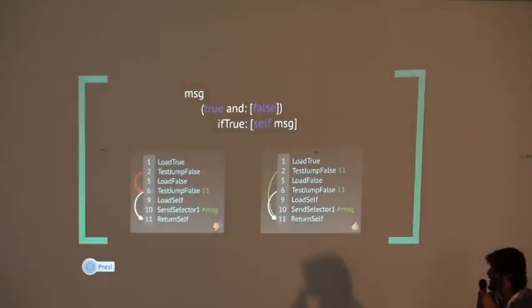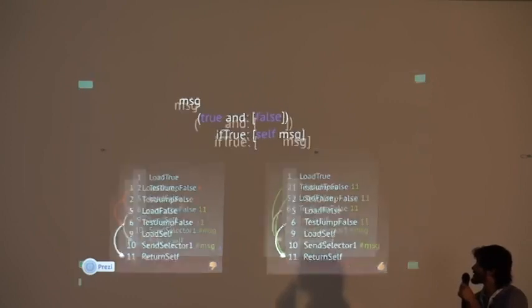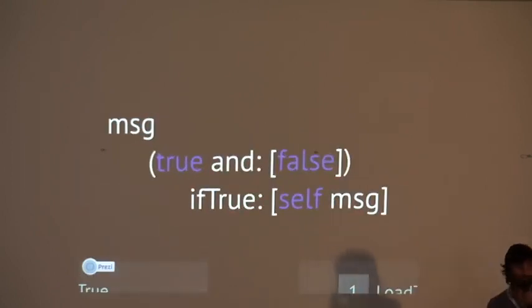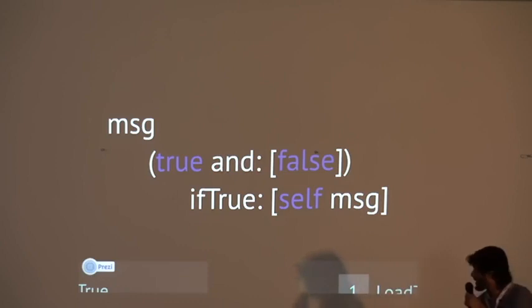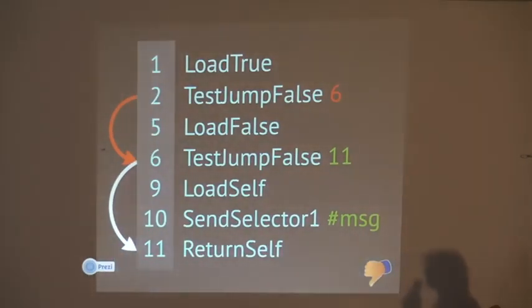Well, finally, jumps. Jumps, as I said before, are bytecodes that are used for controlling the execution flow. So, for instance, suppose we have this method here, and as you may know, messages like and and if true can be inlined, and in fact they are inlined. That is, they are translated to jumps.